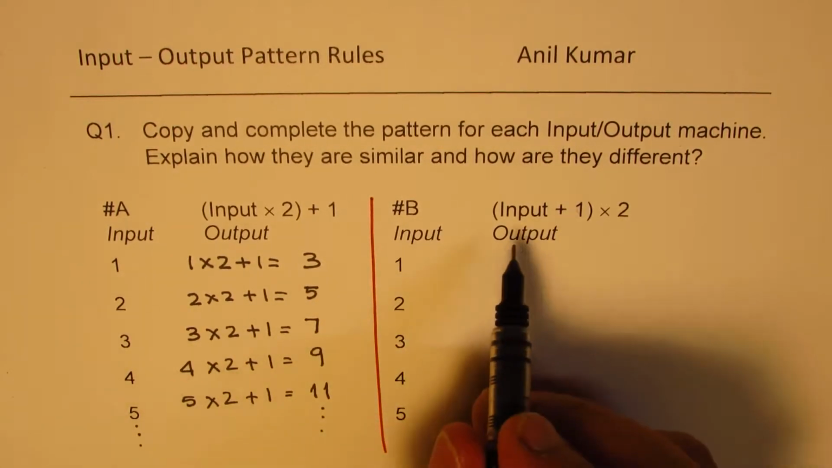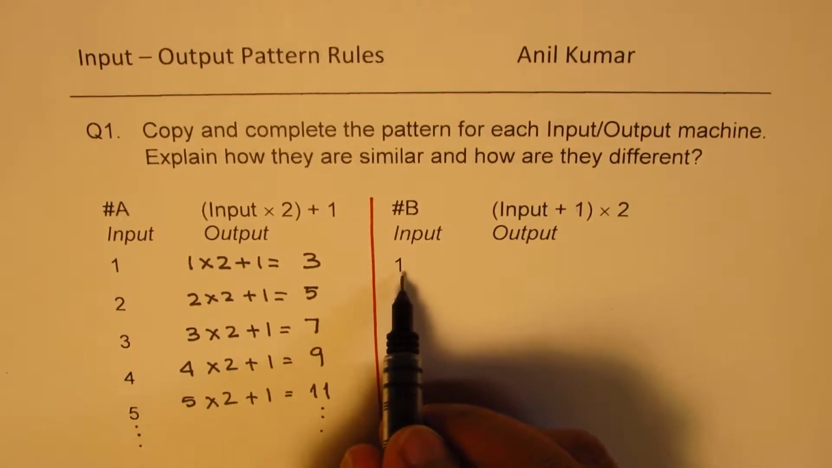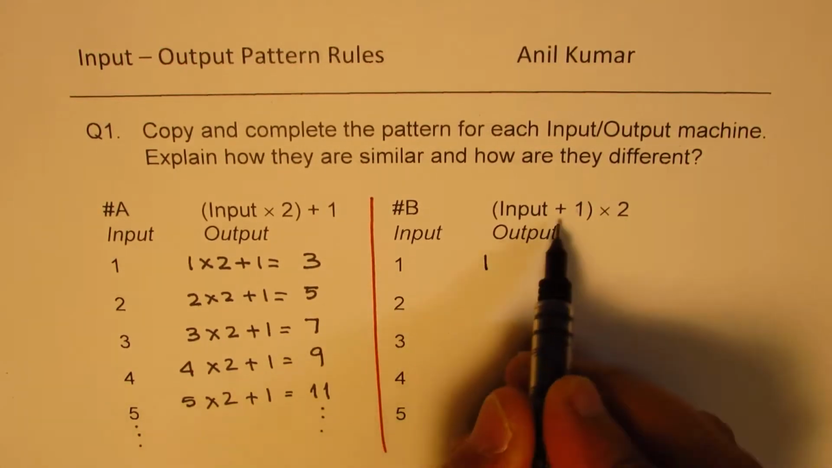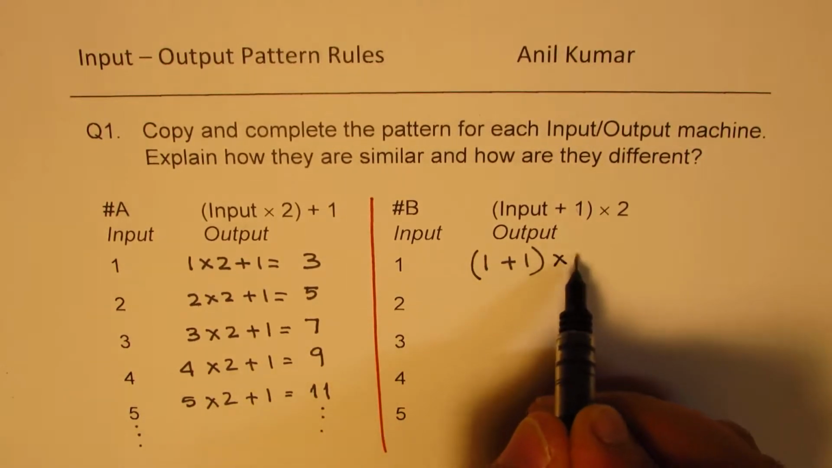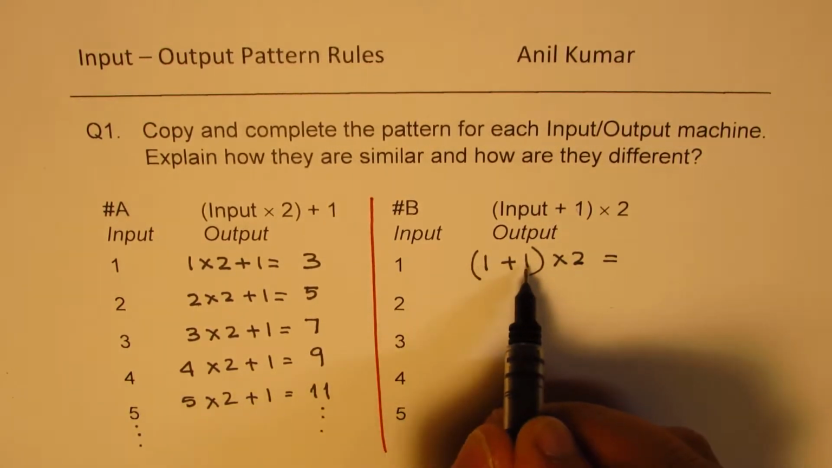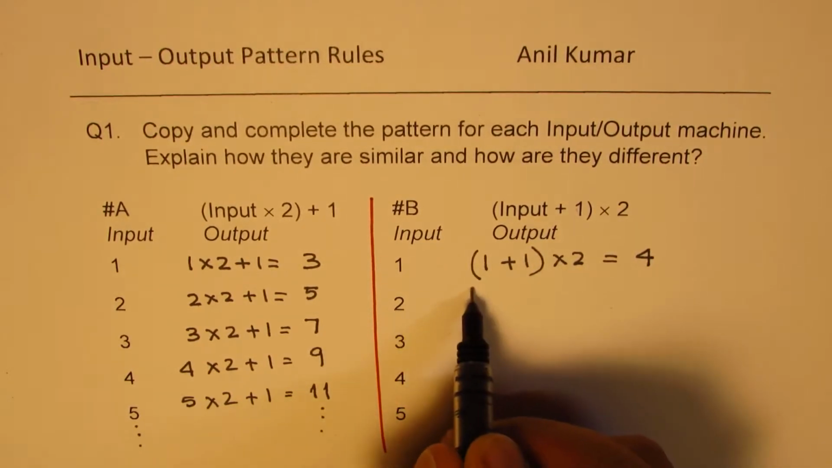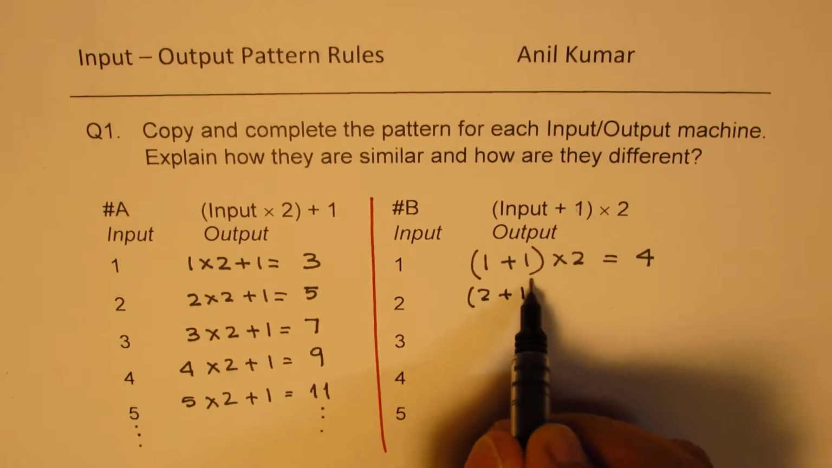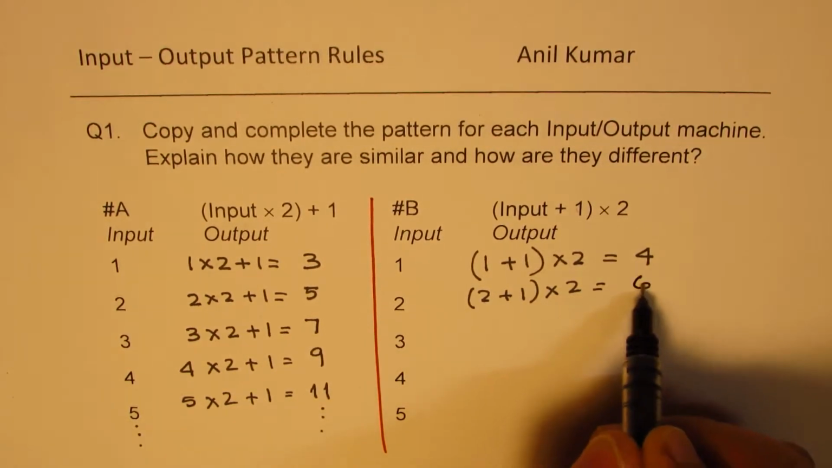Pattern B. Input plus 1 times 2. So when you send an input of 1, you add 1 first and then multiply by 2. So 1 plus 1 is 2. 2 times 2 is 4. Next, input of 2, add 1 to it and then multiply it by 2. 3 times 2 is 6.